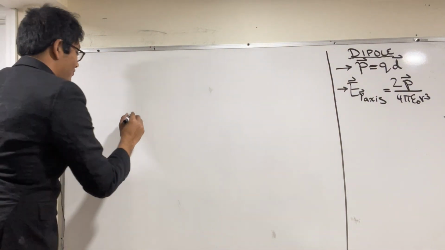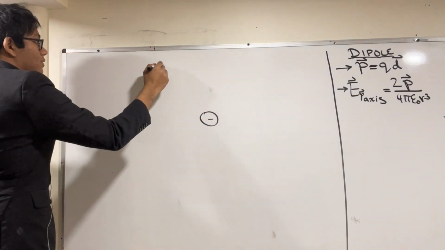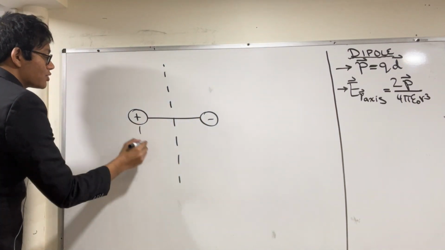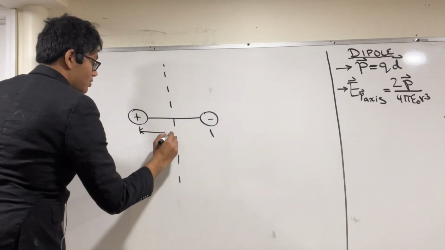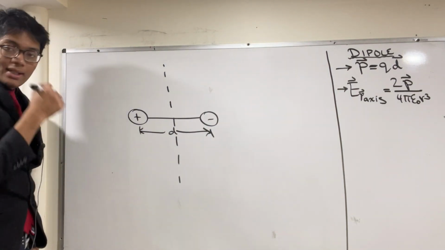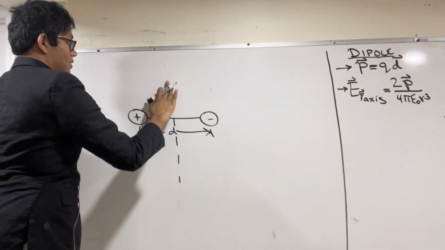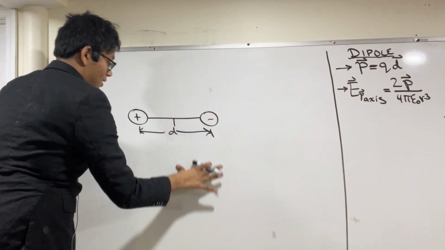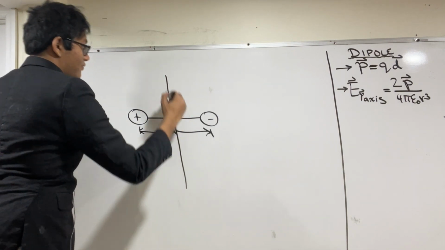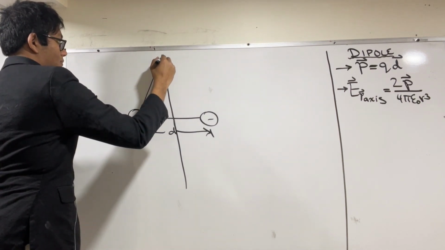Now let's find the electric field due to a dipole not on its axis but on its equatorial plane, which is this, which is just that. Again, the charge separation is going to be described by this variable d. And now let's say I want to find the field really far away on this equator. So here is the equatorial line for the dipole, and I want to find the electric field somewhere here.